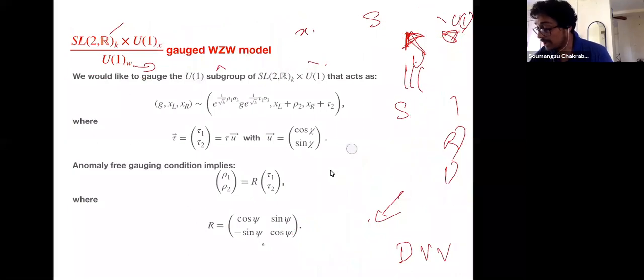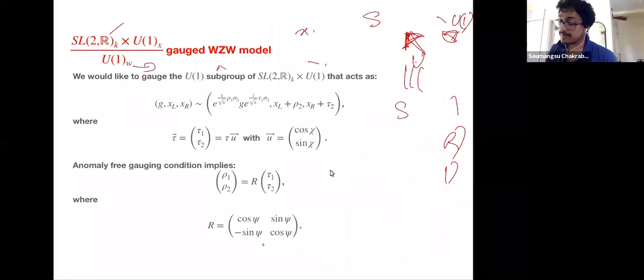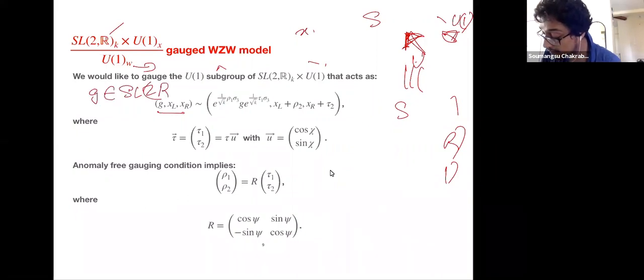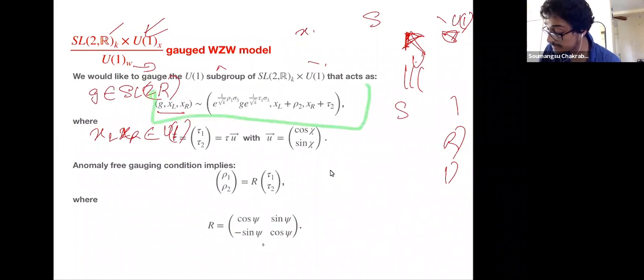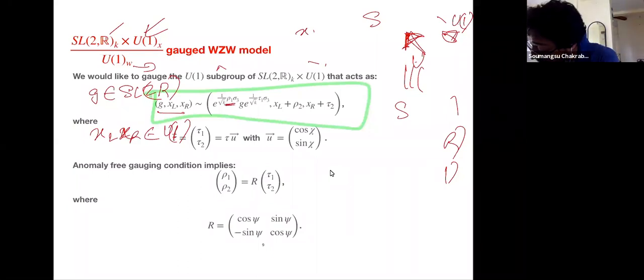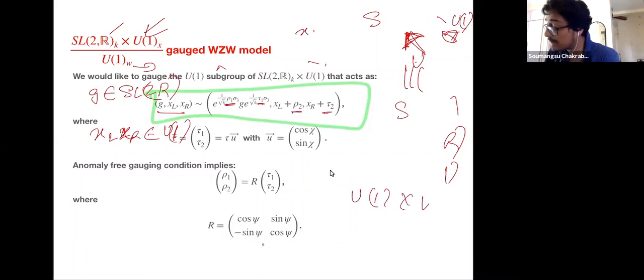So let's look at the gauging that we want to do. You take G as an element of SL2R, and you have X left and X right, which parameterize the U1. This U1 in the numerator, and you declare that you do this particular identification. Now, if you look carefully, it's not a U1 gauging, it's more than that, because I have rho 1 here, tau 1 here, and rho 2 and tau 2. It's basically gauging U1 times U1. So it's basically doing more than that.